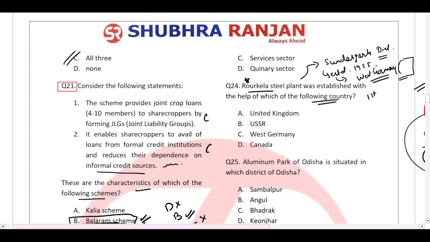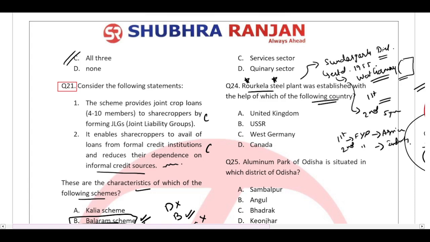It is the first integrated steel plant in the public sector, fully operated by the government of India. This plant was inaugurated as a part of the second 5-year plan. If you remember, in the first 5-year plan we focused mostly on agriculture, and in the second 5-year plan we went for industry. So someone can ask a question saying the Rourkela steel plant was established as a part of which 5-year plan: the first, second, third or fourth? The correct answer is the second 5-year plan.